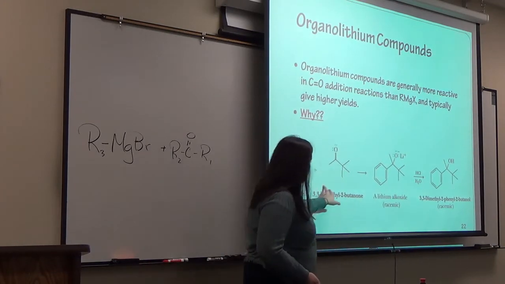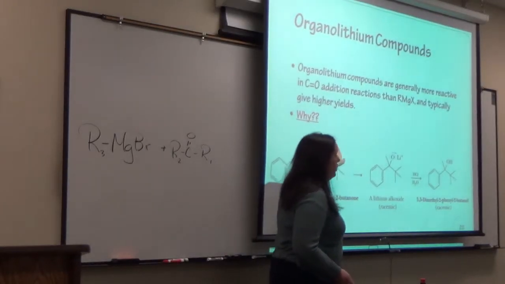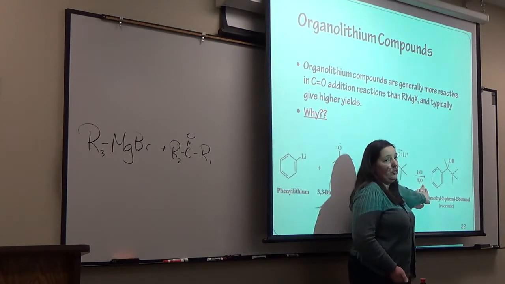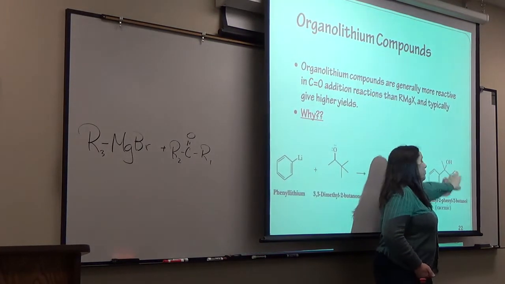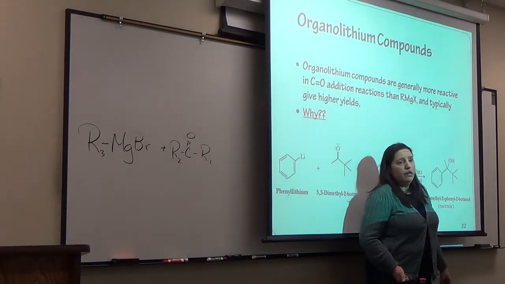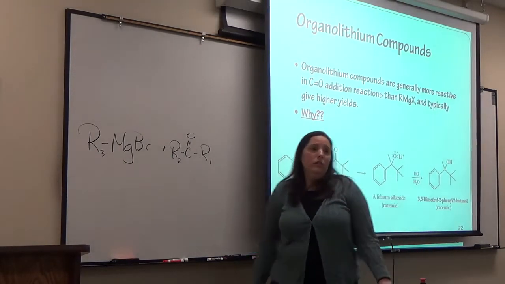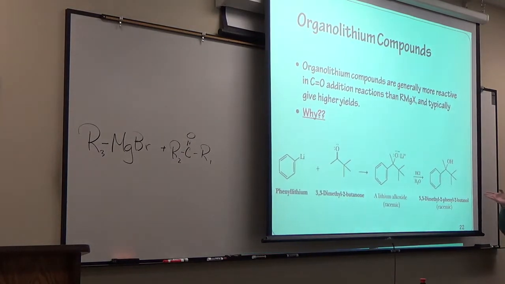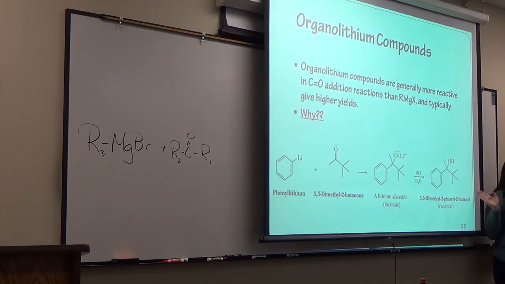So the benzene is going to attack. This is going to open, and that's what you see here. The salt, and then of course you just have to add your acid, and that forms your alcohol. Does that make sense? And then again, if I look at this product, is this the only way to make this product? No. This is one way.